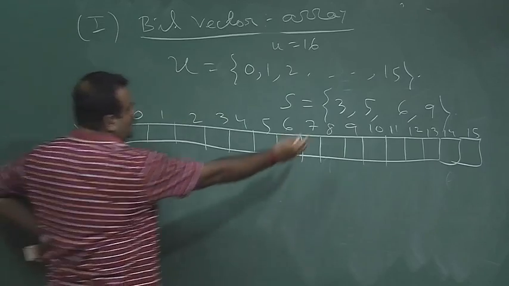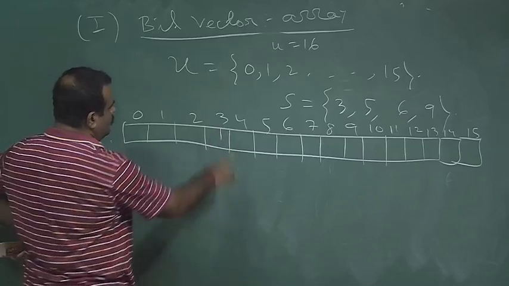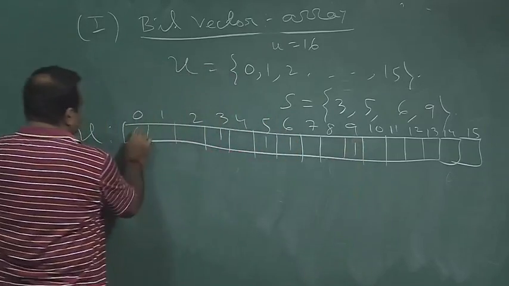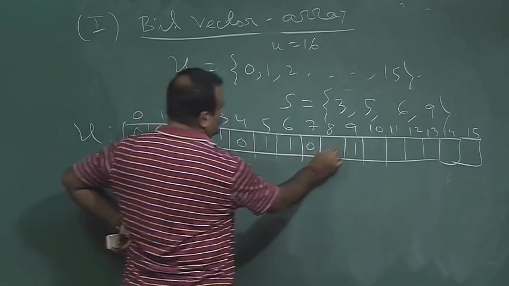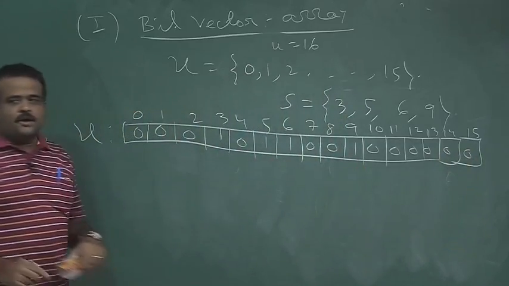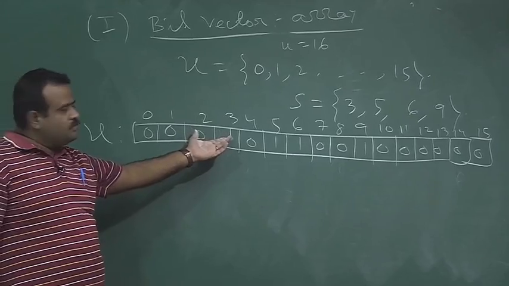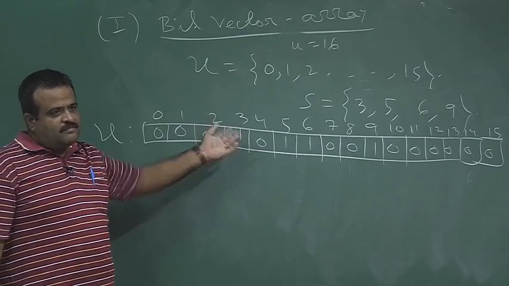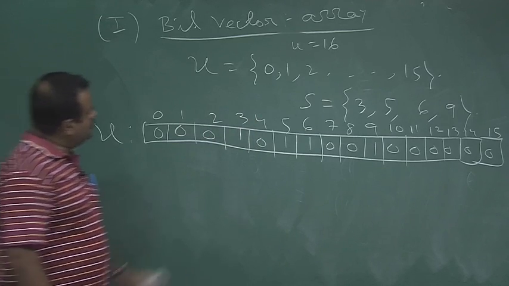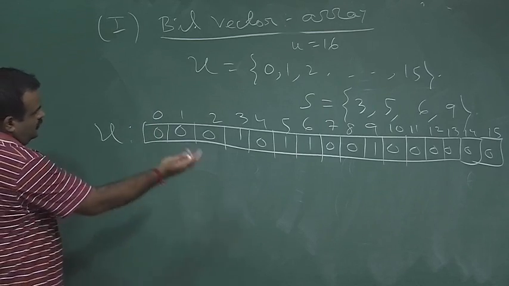Now, if an element is present, we put a 1 there, otherwise we put a 0. So, 3 is present, 5, 6, 9, all 1, and the rest are 0. This is a really cool, very simple data structure. It is just called a bit vector, switch on off. If that room is on, light on, that means that element is present. So, this is the array we use for this.